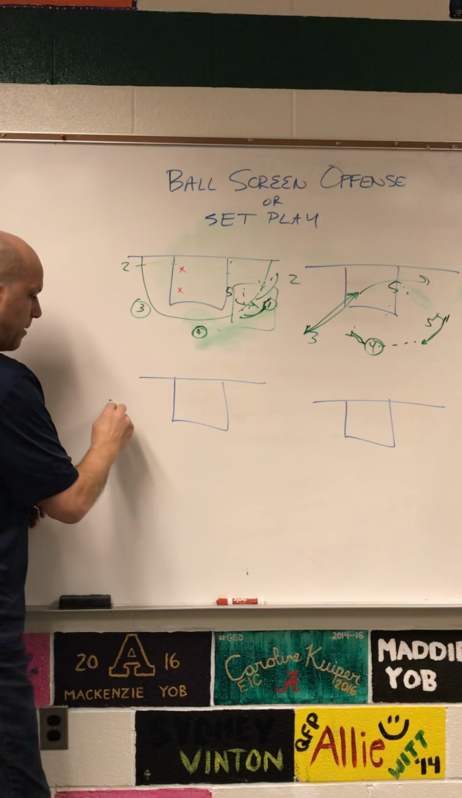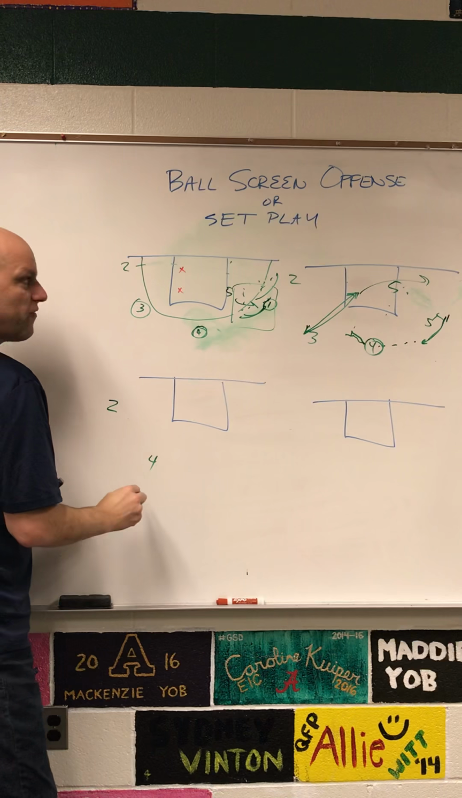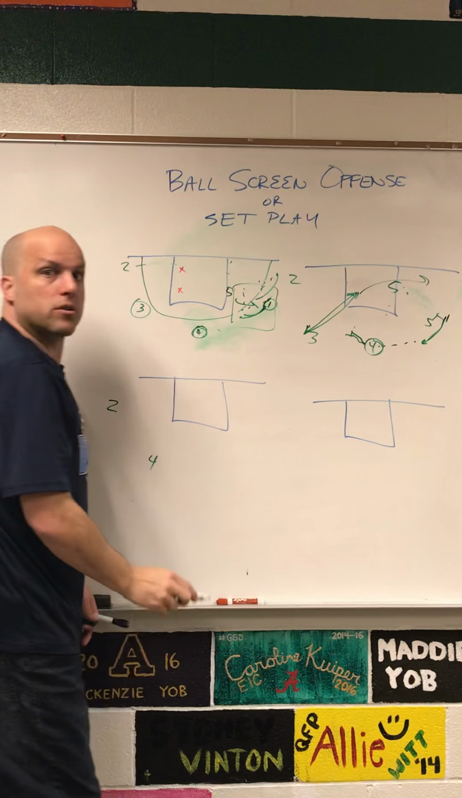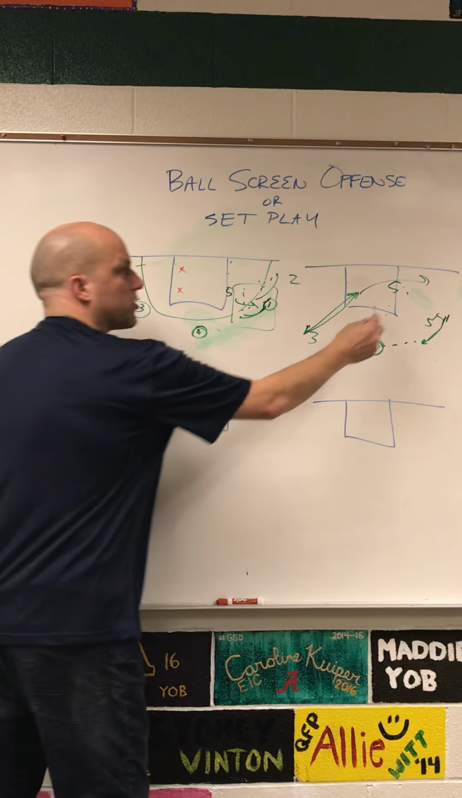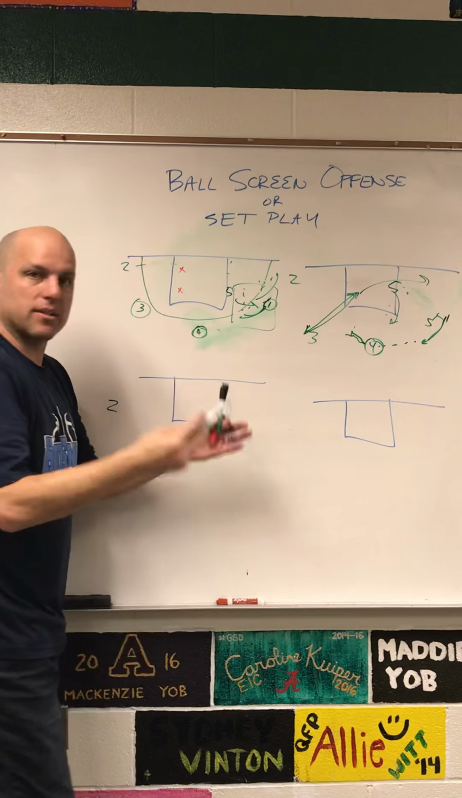So here's how it would be set up now. We'd have the 2 here. We'd have the 4. This 5 that rolled knows, he's like, wait a minute, my buddy is going over there probably to ball screen. I need to pop to the top of the key.